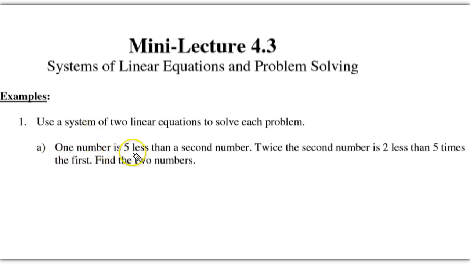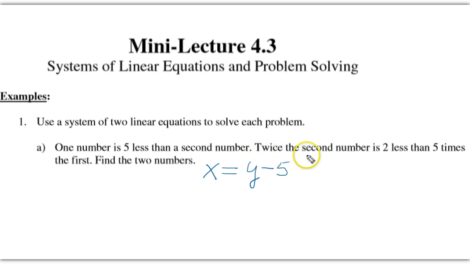One number is 5 less than a second number. So we could say x is one number, is, we translate to equal signs, 5 less than a second number. Well, the second number will be y, and it's going to be 5 less. So one number is 5 less than a second number. Well, that's pretty straightforward.